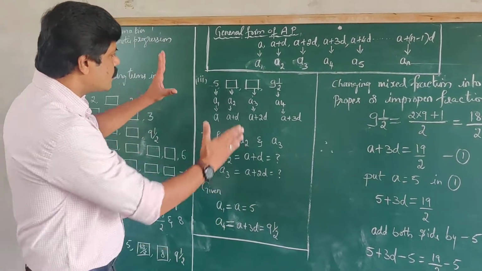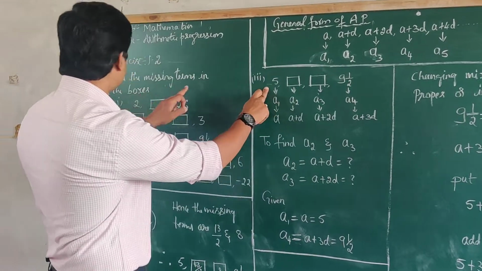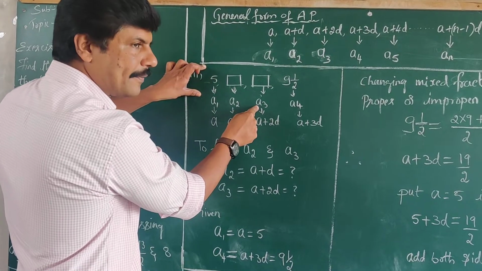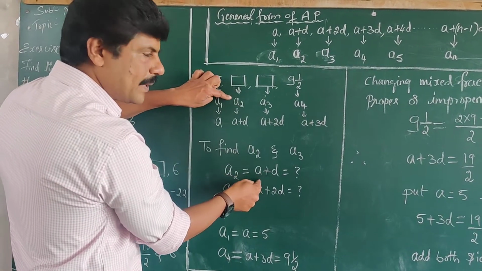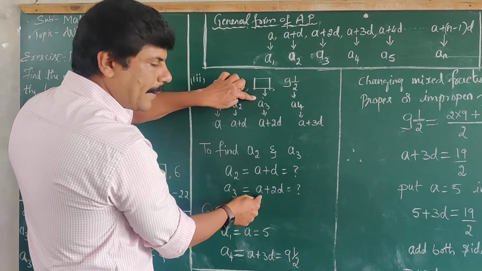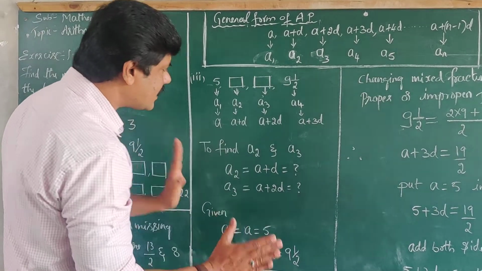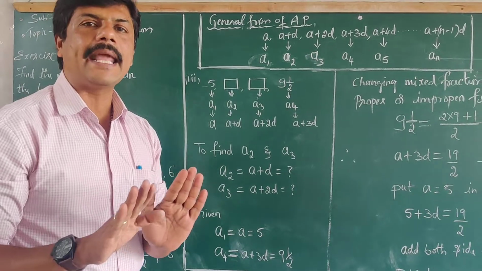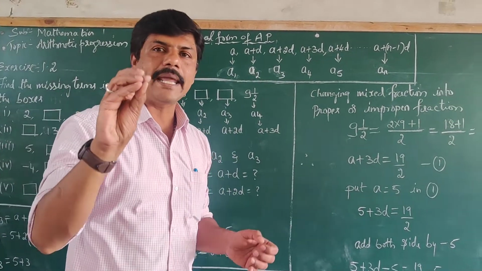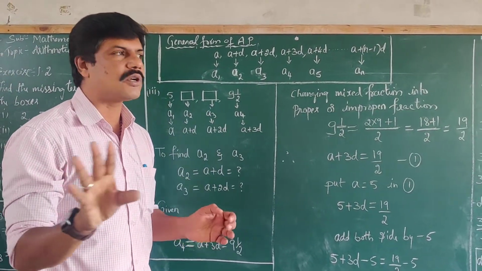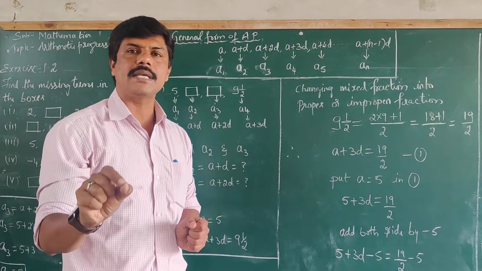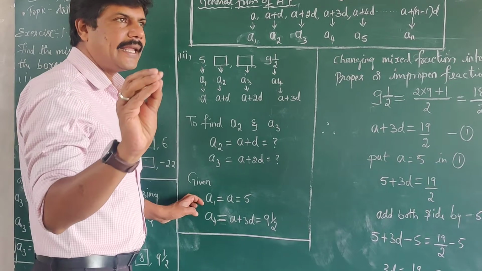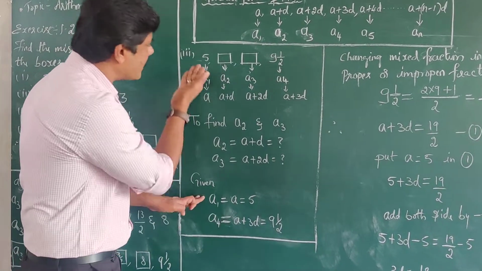Once again, this is the third problem of finding missing terms. Here we need to find A2 and A3. A2 is A plus D, and A3 is A plus 2D. What is given? A, the first term, is given, so there is no need to find A at all. In the previous problem we found both A and D by using the elimination method, because A and D were not given. Now we do not need to find both. Already A, the first term, is given.